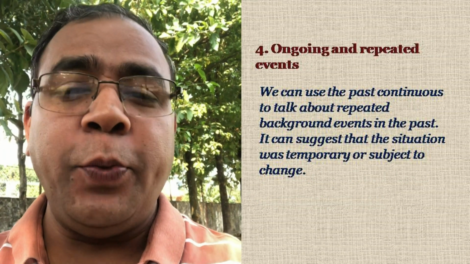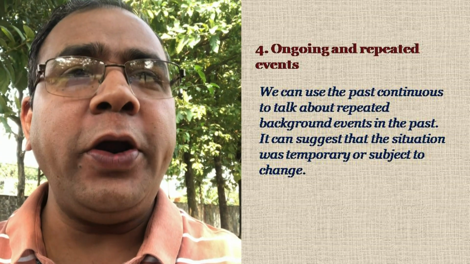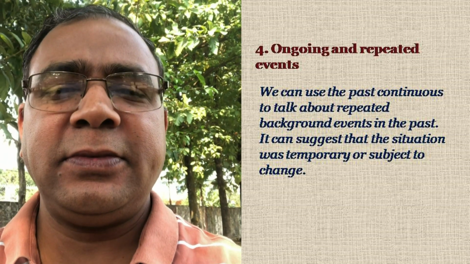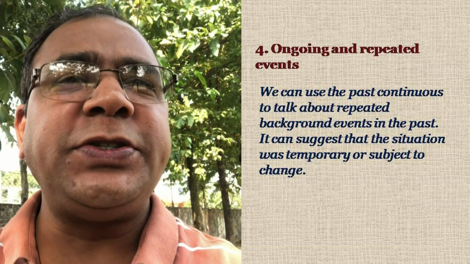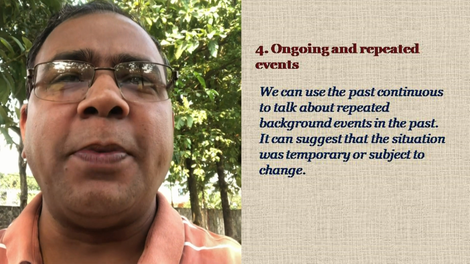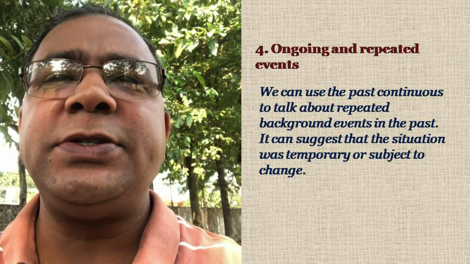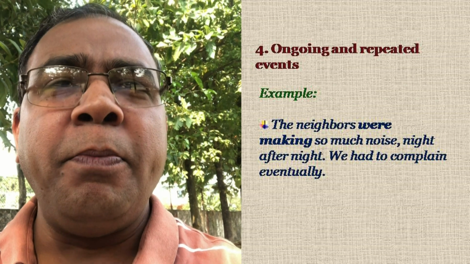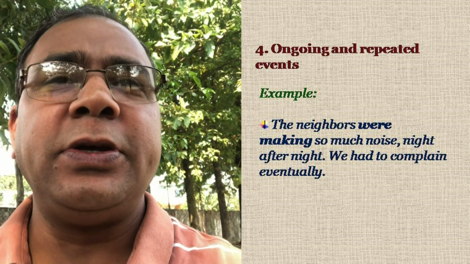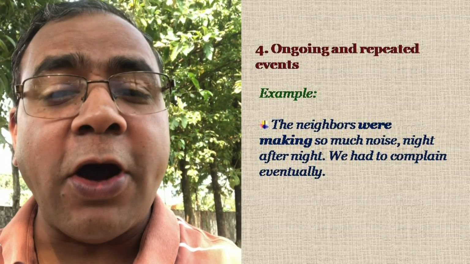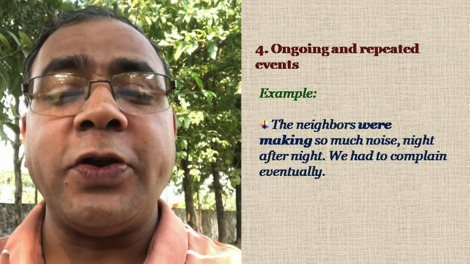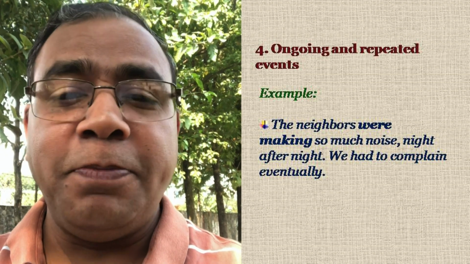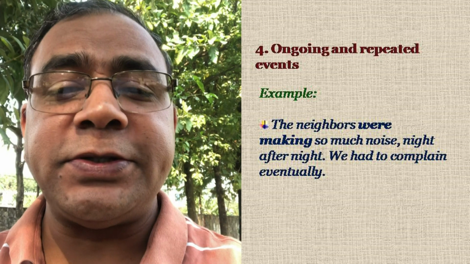See the fourth context where we use the past continuous tense: for ongoing and repeated events. Some action was repeatedly happening. It was going on for some time. So you see, we can use the past continuous to talk about repeated background events in the past. See the example: the neighbors were making so much noise night after night. It's not only one day. Night after night they were making noise. So what happened? We had to complain to the police eventually.